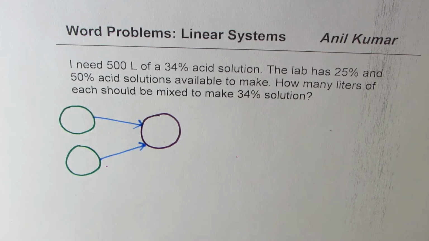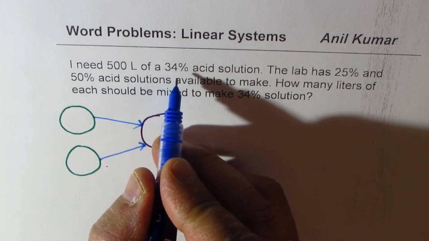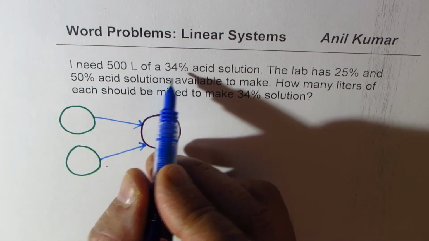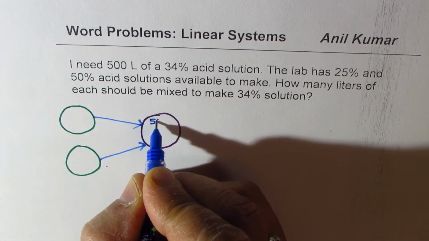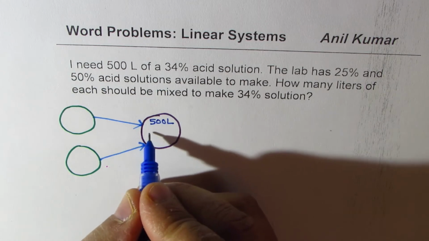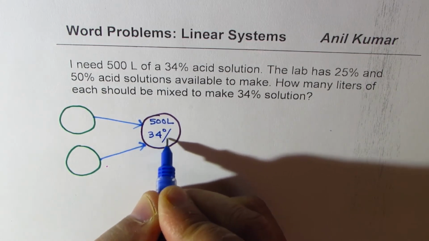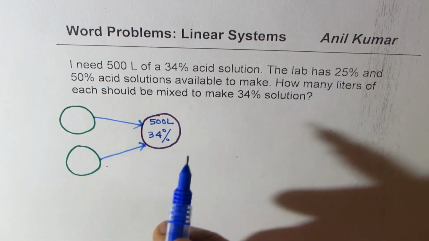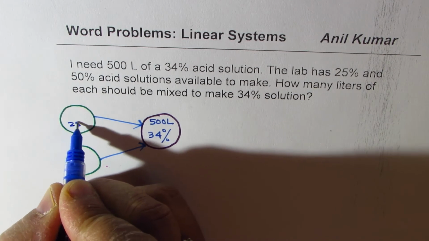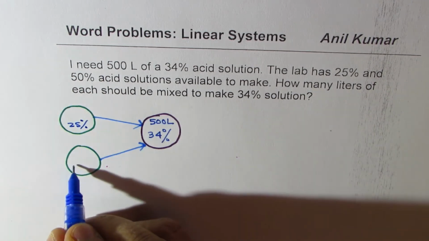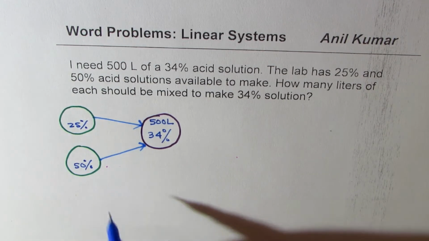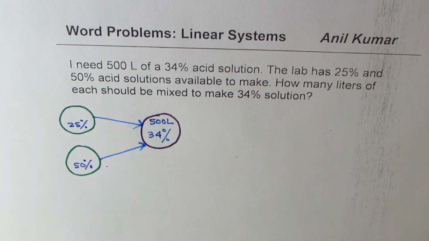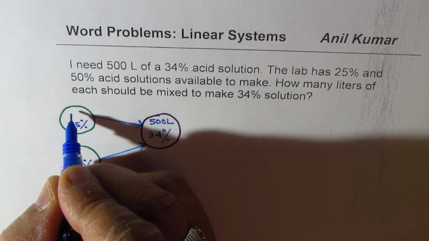Correct? We are given concentration of what we need and how much we need, 500 liters. So this is 500 liters and 34%. This is what we need. We begin with 25% and 50%. We don't know how much of each. That is what we need to find. Is it okay? So let it be X and Y.